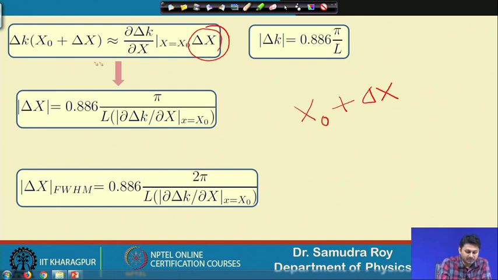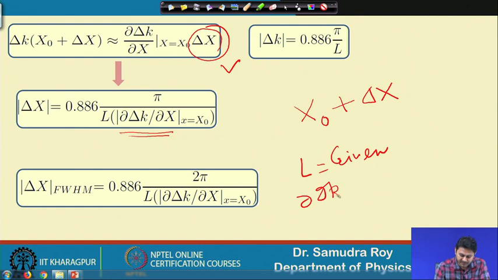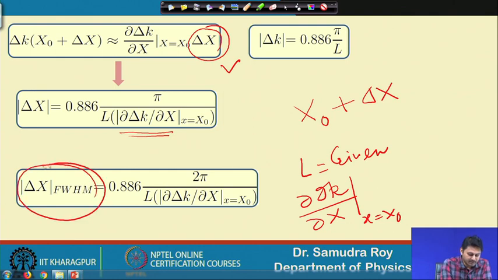So, if I now calculate from this, delta k is this amount. If I put delta k equal to 0.886 pi by L, then 0.886 pi by L divided by this quantity basically gives you my delta x. So, the delta x tolerance, or delta x for half maxima, is this amount. Now, if the L value is given, and the rate of change of delta k with respect to the given parameter x at x equal to x 0 is given, if these two terms are given, then we can readily find out the tolerance limit of delta x.